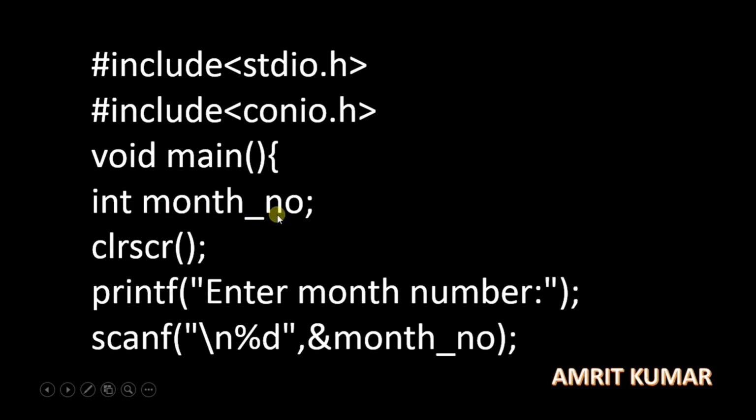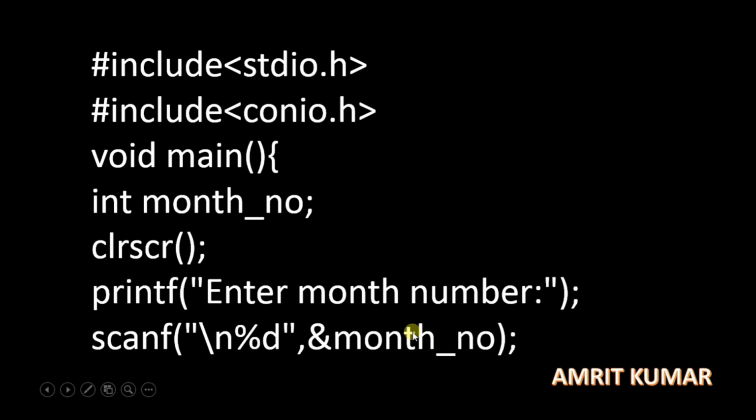Therefore its size should be 2, because we have studied in the data types of C language about the integer data type, and we have studied that its size is 2 bytes in a 32-bit system and might change in a 64-bit system. But overall I can say its size is going to be 2 bytes. This is the clrscr function whose work is to clear the screen actually. After that I am using the printf function, and the printf function helps us to display a message on the screen. Therefore I am displaying the message "enter month number", and the user is going to see this.